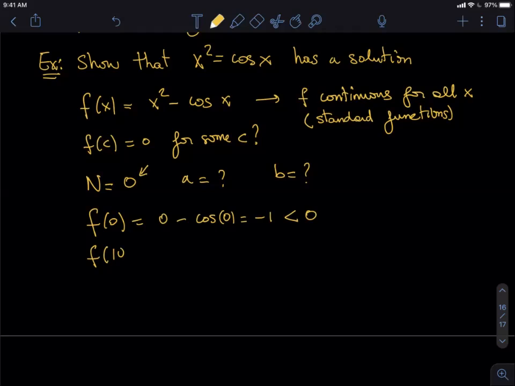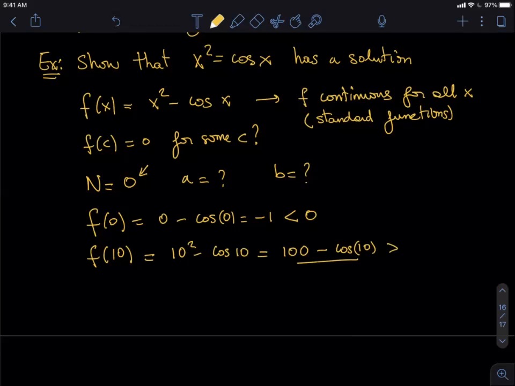We can try with something large. Let's try f of 10. See what happens. Why did I pick 10? Well, because if I pick 10, I have 10 squared minus cosine of 10. And you may say, well, and what is cosine of 10? And I'm like, well, I don't care, because this is 100 minus cosine of 10. And the cosine of 10 at the largest is going to be equal to 1. So this thing over here, 100 minus cosine of 10, is going to be larger than 99.